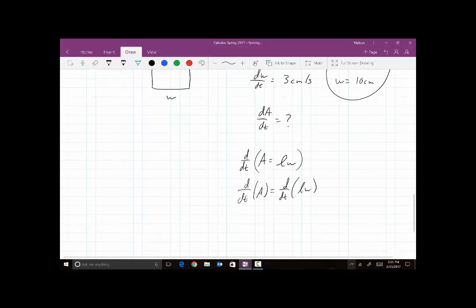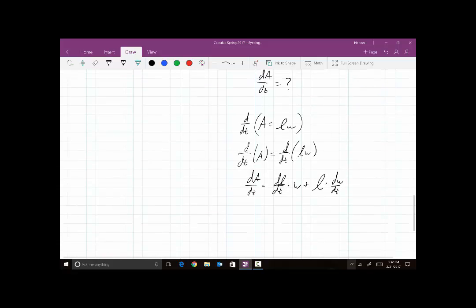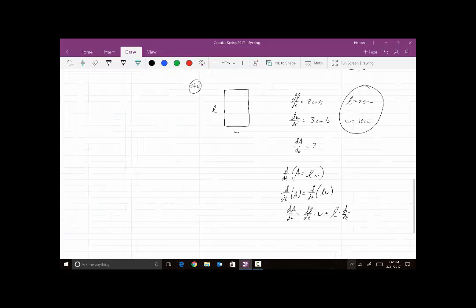So the derivative of A with respect to t, that's dA/dt. The derivative of L times W, well, that's a product rule. So that's the derivative of the first, which is dL/dt, times W left alone, plus L left alone times the derivative of W with respect to t. And so that's just 1 times dW/dt.